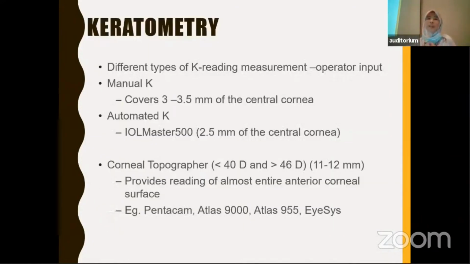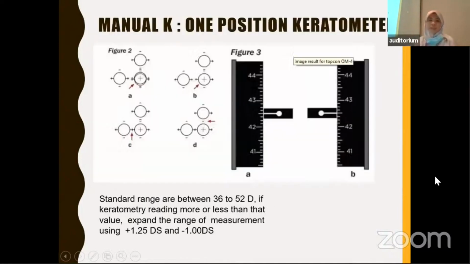Different, okay. Automated K with IOL Master can actually measure a total zone of 5 to 10 millimeters, and 2.5 millimeter only at the central cornea. And the cornea topographer will measure wider, around 10, 11 to 12 millimeter. It provides readings at almost the entire anterior cornea surface.